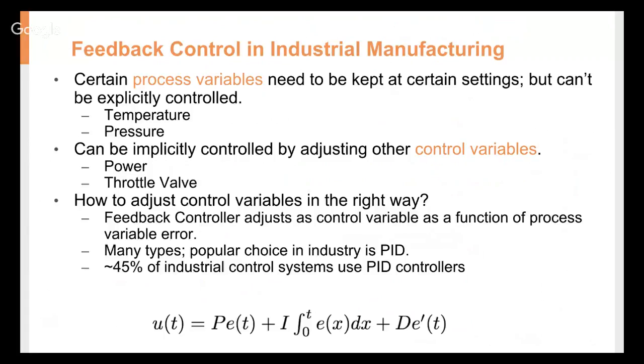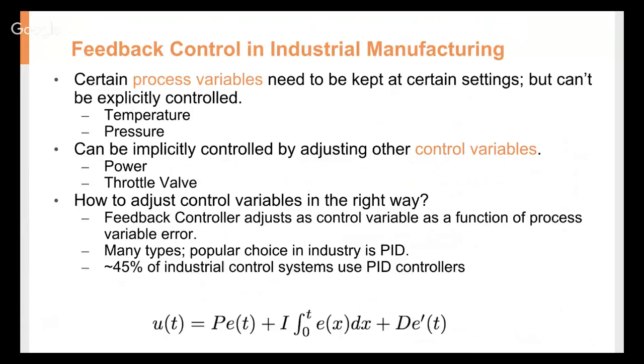But you can't explicitly control them. You can only control the control variables, hence their name. So some examples, if you're talking about univariate control, so one variable as a function of another, temperature can be controlled as a function of power, and pressure can be controlled as a function of throttle valve. So the big question in feedback control is how do we adjust the control variables such that the process variables reach the point where we would like them to be.